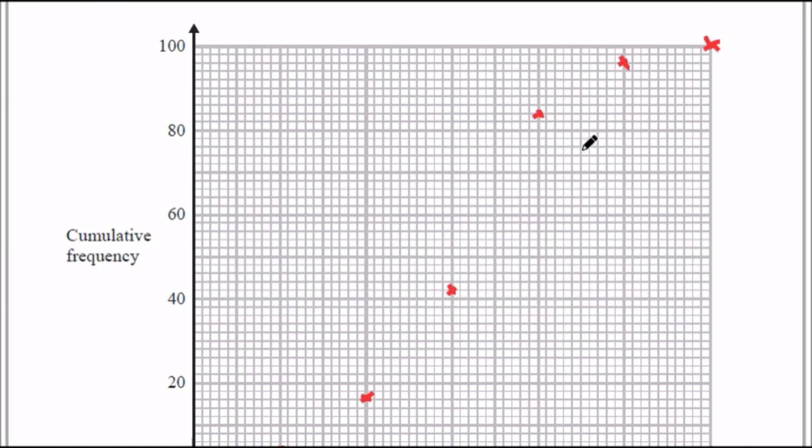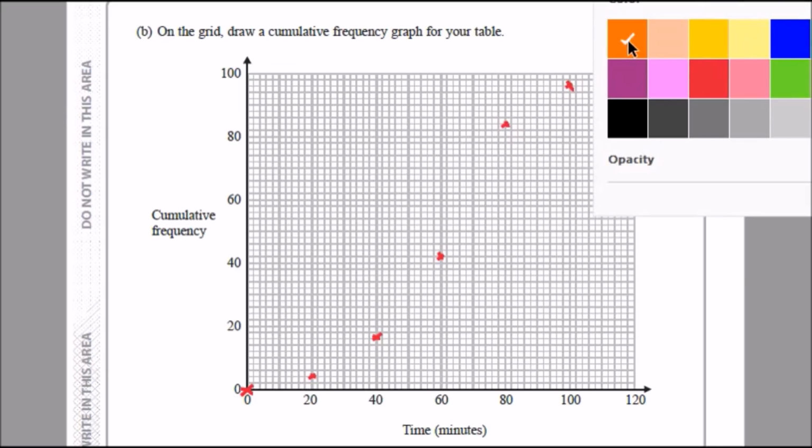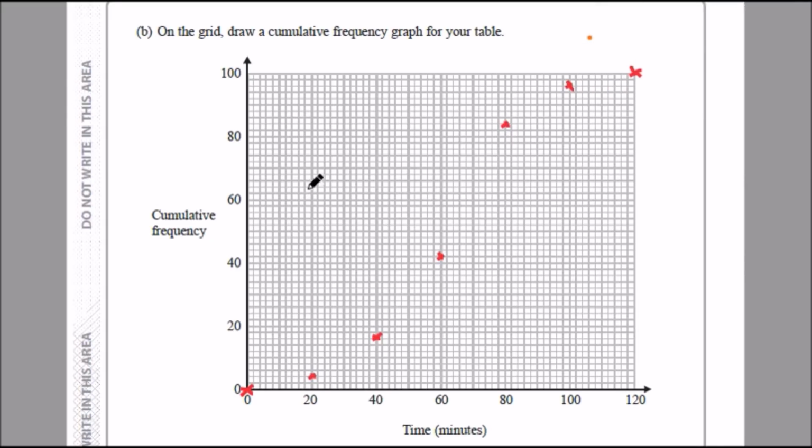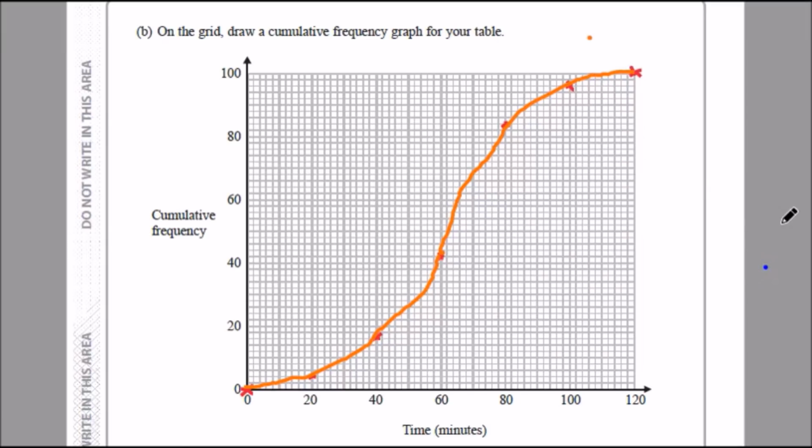Cool. And one thing you have to do for the cumulative frequency is draw a smooth curve. I'm just going to change the color of my pen. Orange is ugly, who cares? Try and draw a smooth curve. Yeah, not so bad. Have a go at it, guys, and see how you do. Back to blue this time.